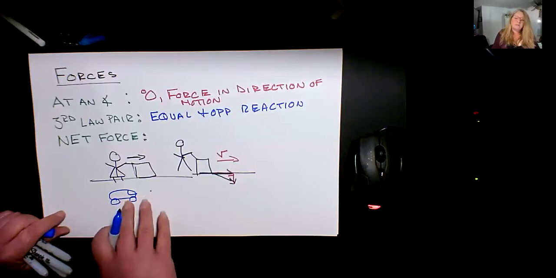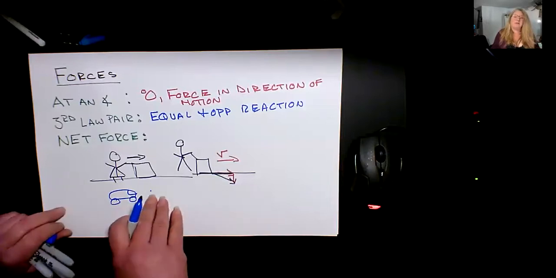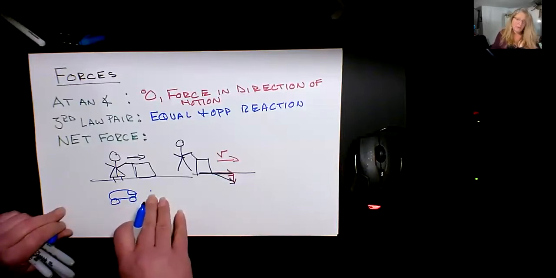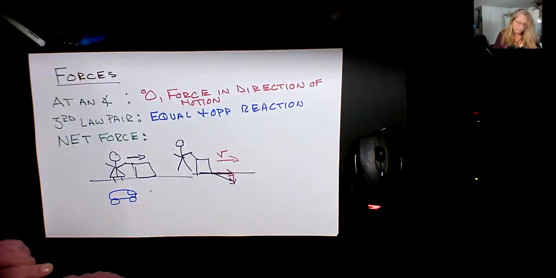The only difference is from the perspective of the windshield, that force is no big deal. For the perspective of the bug, that's rather catastrophic. But that third law pair says that the bug hits the windshield and the windshield hits the bug with the exact same amount of force. That's your third law pair.